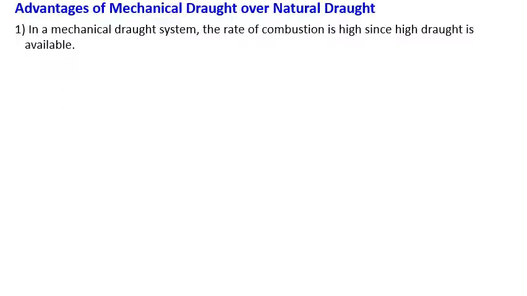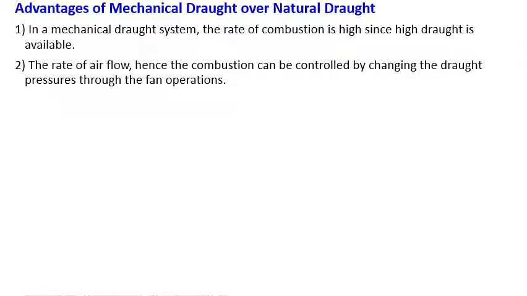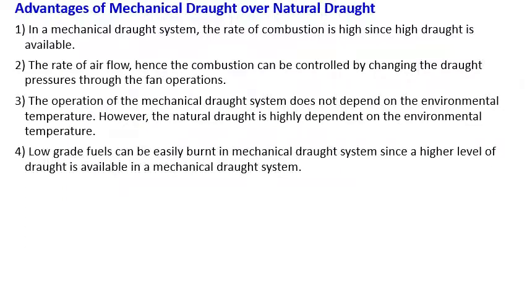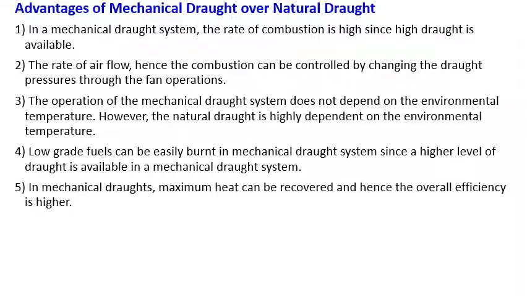Advantages of mechanical draft over natural draft. As we said, in mechanical draft the rate of combustion is high at a higher draft available, and the rate of airflow is controlled by changing the draft pressures. The operation of the mechanical draft system does not depend on environmental temperature. The environmental temperature plays no significant role here. Any low grade fuel can be easily burned in the mechanical draft. In mechanical draft, maximum heat can be recovered, hence overall efficiency is higher.